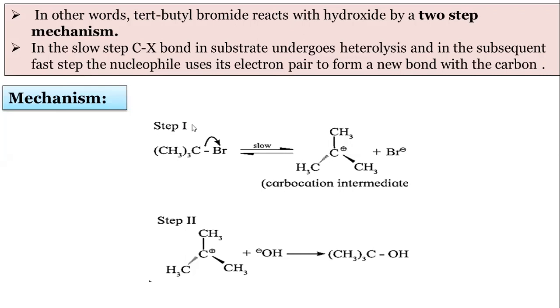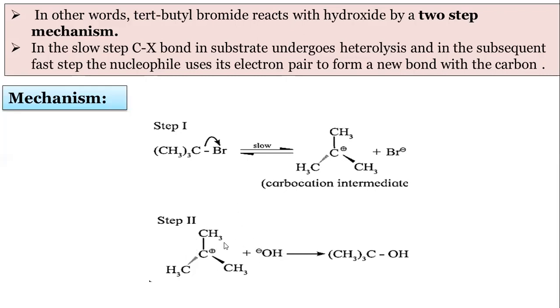Now, what is happening in step one? See clearly, the C-Br bond is broken. This is the slow step. We get the carbocation here. Carbon having a positively charged species is called a carbocation. See, the carbocation is formed in the first step. In the second step, what is happening? The nucleophile attacks.